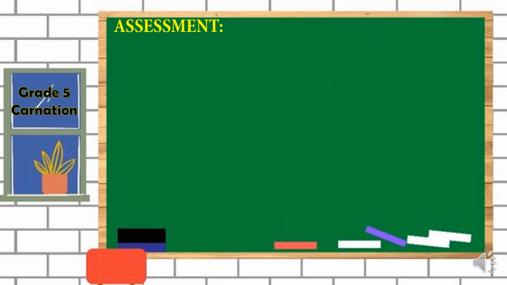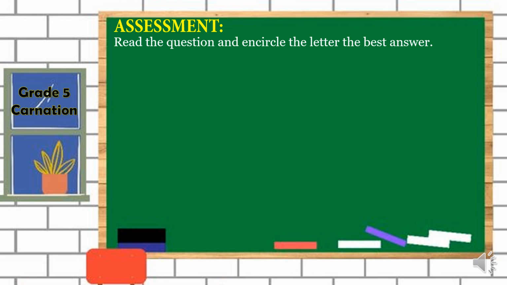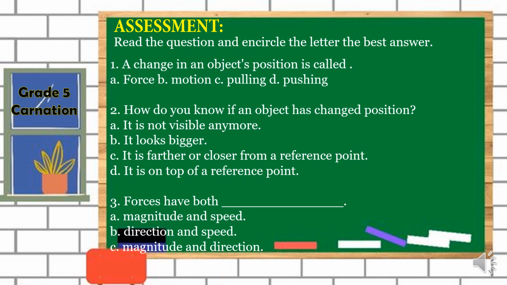So for the assessment, read the questions and encircle the letter of the best answer. For number 1, a change in an object's position is called A. Force, B. Motion, C. Pulling, or D. Pushing. The answer is letter B, motion.